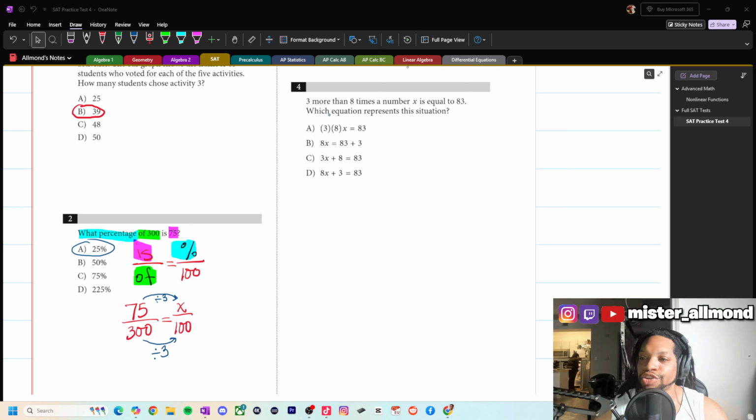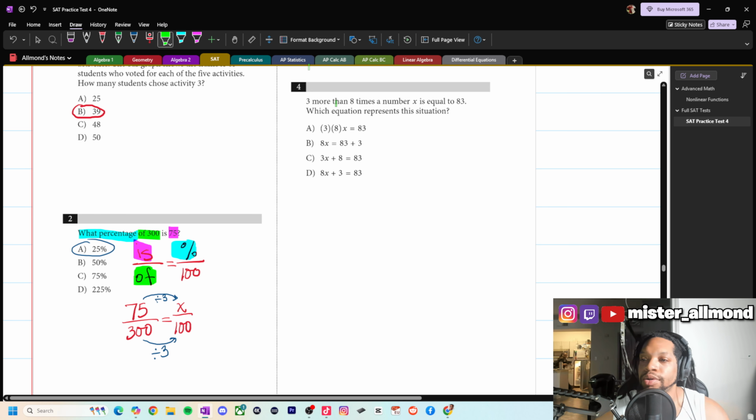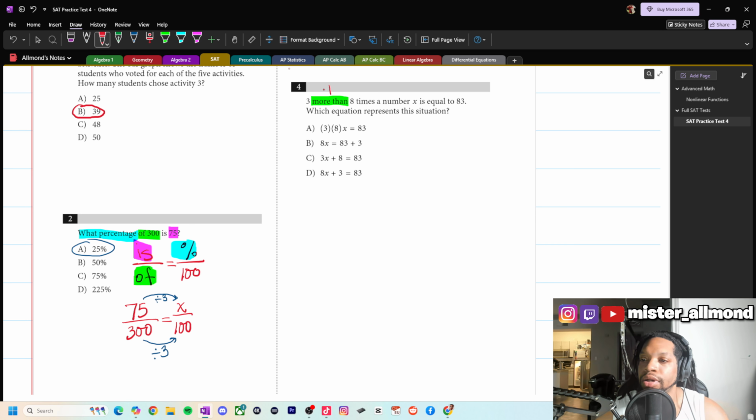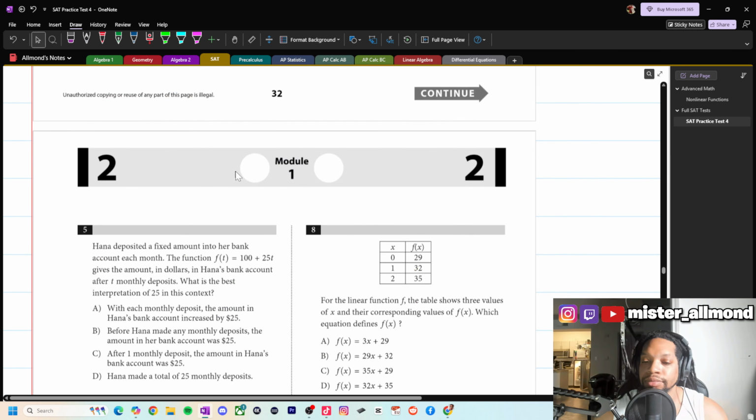But all right, number 4 says, this is like one of those riddle problems. 3 more than 8 times the number x is equal to 83. Which equation represents this situation? All right, so more than, that lets me know I'm going to see a plus sign somewhere. And then 8 times a number, x, that's literally just 8x. And then equal to 83, I should just obviously have equal to 83. That looks like D. 8x, and then 3 more than that equals 83. That one's not that bad.